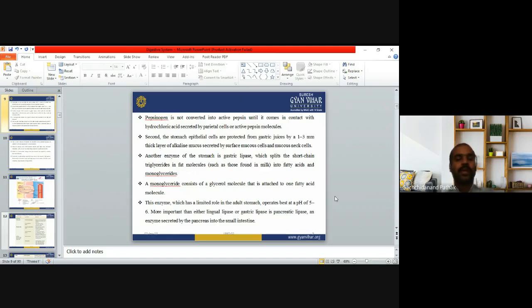Another enzyme of the stomach is gastric lipase, which splits the short-chain triglycerides in fat molecules into fatty acids and monoglycerides. A monoglyceride consists of a glycerol molecule attached to one fatty acid molecule. This enzyme, which has a limited role in the adult stomach, operates best at a pH of 5 to 6. More important than either lingual lipase or gastric lipase is pancreatic lipase, an enzyme secreted by the pancreas into the small intestine.